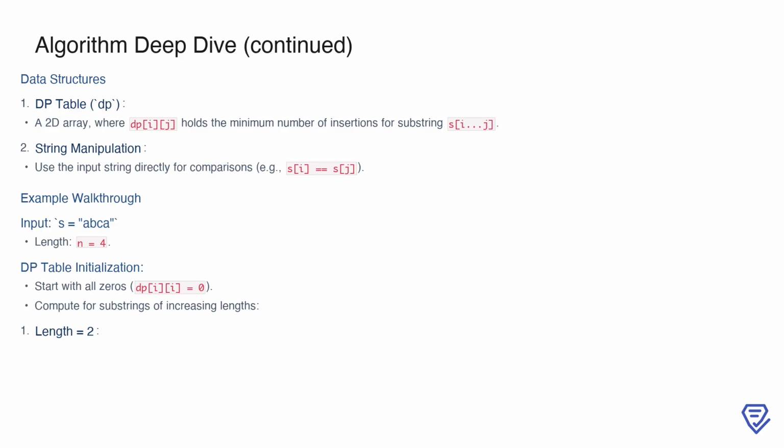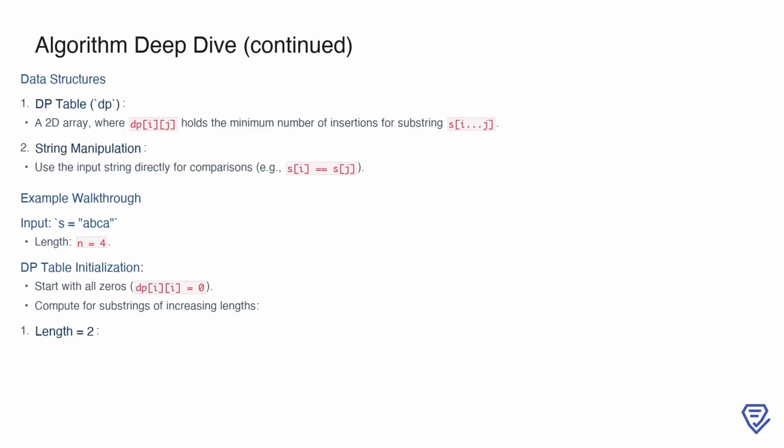the minimum number of insertions required for the substring s[i..j]. The input string itself is used for comparisons, such as checking whether s[i] equals s[j]. Let's walk through an example to see this approach in action. Suppose the input string is s equals "APCA" with a length of 4. We begin by initializing the DP table.